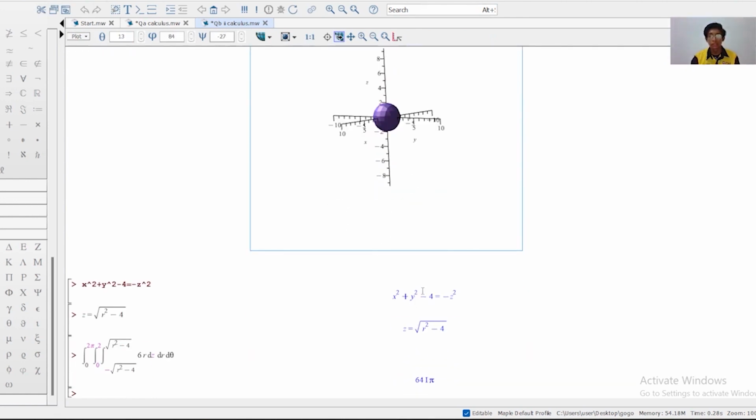Next we take out the value of z and we put it outside. So it becomes x squared plus y squared minus 4 equal to negative z squared. And then we get the value of z equal to square root of r squared minus 4, where x squared plus y squared equal to r squared.